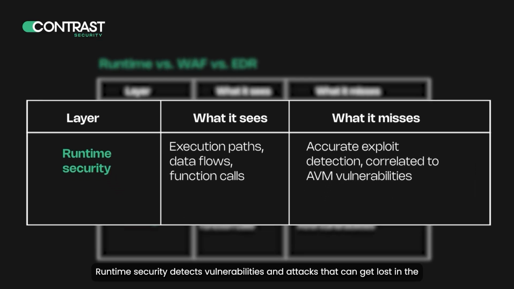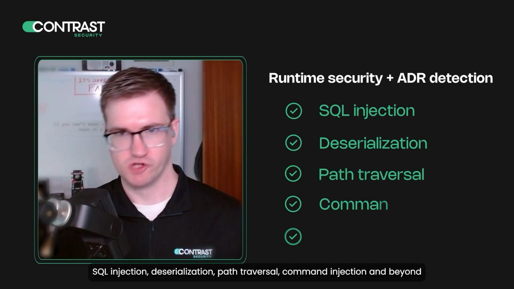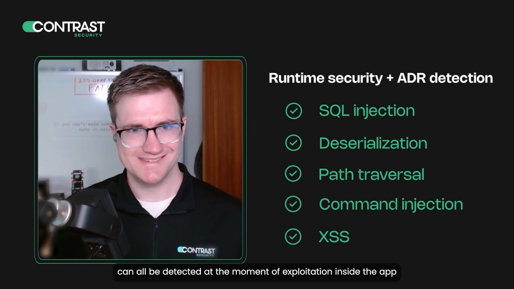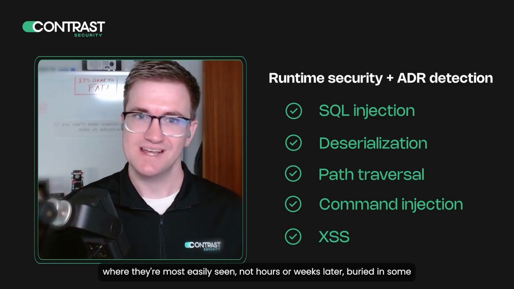Runtime security detects vulnerabilities and attacks that can get lost in the sea of static findings or missed in the overwhelming volume of perimeter alerts. SQL injection, deserialization, path traversal, command injection, and beyond can all be detected at the moment of exploitation inside of the app where they're most easily seen, not hours or weeks later buried in some backlog.